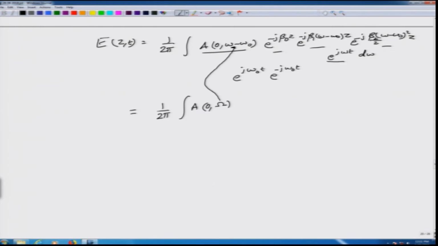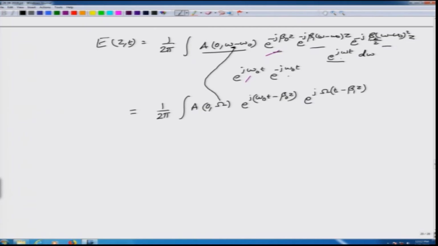Okay. So, I have A(0, omega), I have e^(j(omega_0 t - beta_0 z)). This I obtained by combining this term with this term. Okay. Then I have a term which is e to the power j, by combining this one with this one, I have e^(j(omega - omega_0)), which is what we have called capital Omega. So, I have capital Omega t minus beta_1 z.